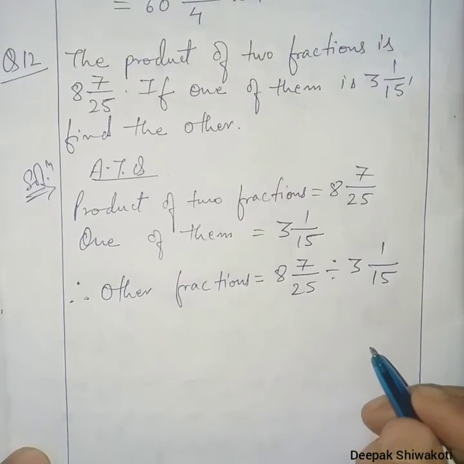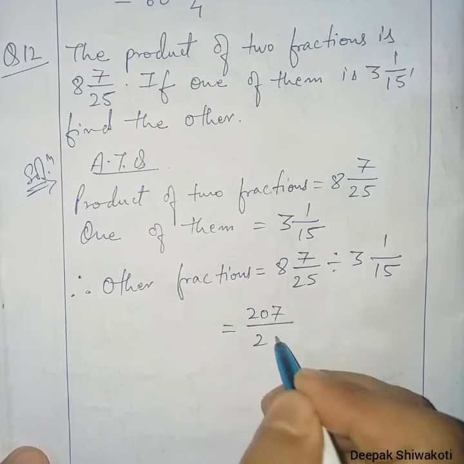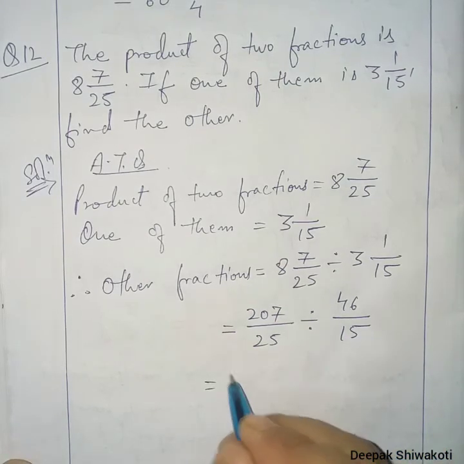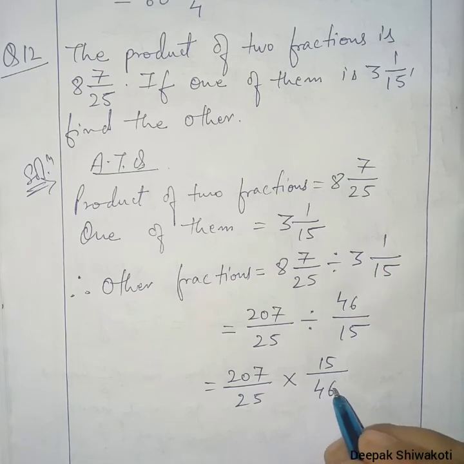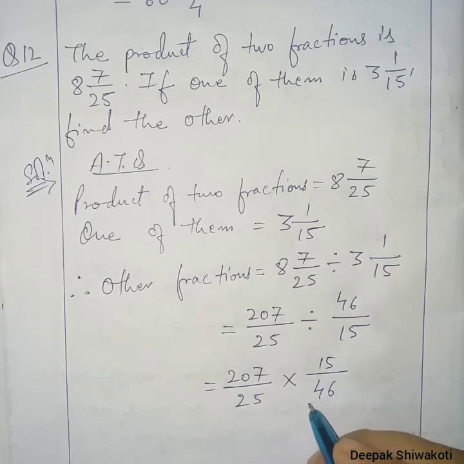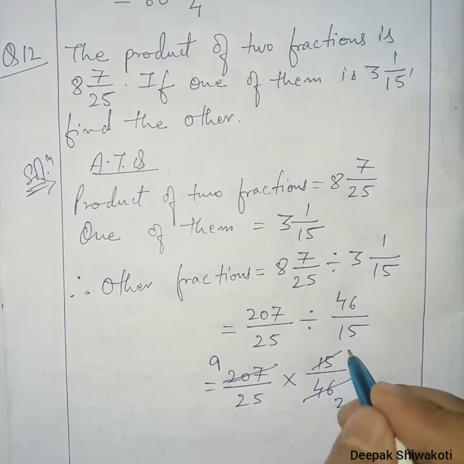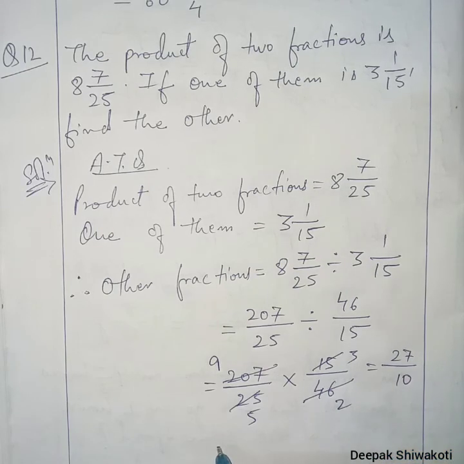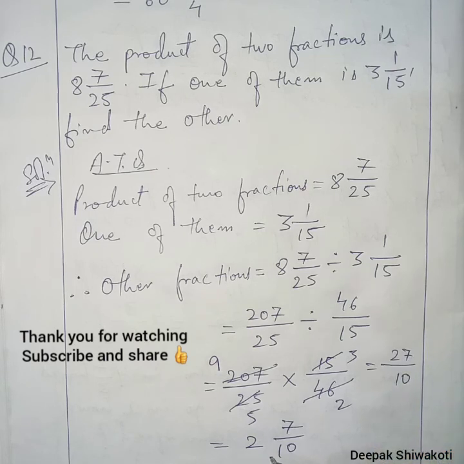Now the work is to simplify. So here is equals to 8 into 25 plus 7 is 207 by 25 divided by 15 into 3 plus 1 is 46 by 15, and 207 by 25 into 15 by 46. Okay, so here by 23, 2 times 23, 9 times, and 5 3 times 5, 5 times. So 9 3 is 27 and 5 2 is 10. So the other fraction will be equal to 2 whole 7 by 10. This improper fraction converting into mixed fraction. So the other fraction we have formed is 2 whole 7 by 10.